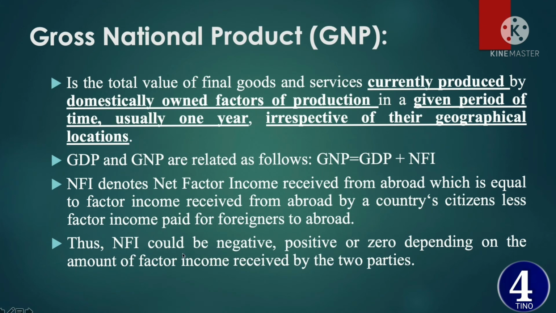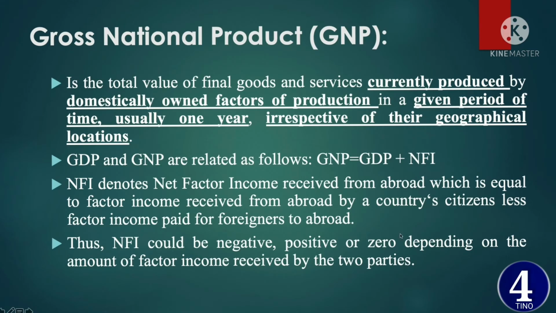So NFI could be negative if factor income paid to foreigners is greater than factor income received from abroad by our citizens. It will be positive if factor income received from abroad by our citizens is greater than factor income paid to foreigners. And it will become zero if factor income received from abroad by our citizens is equal to factor income paid to foreigners inside our country.